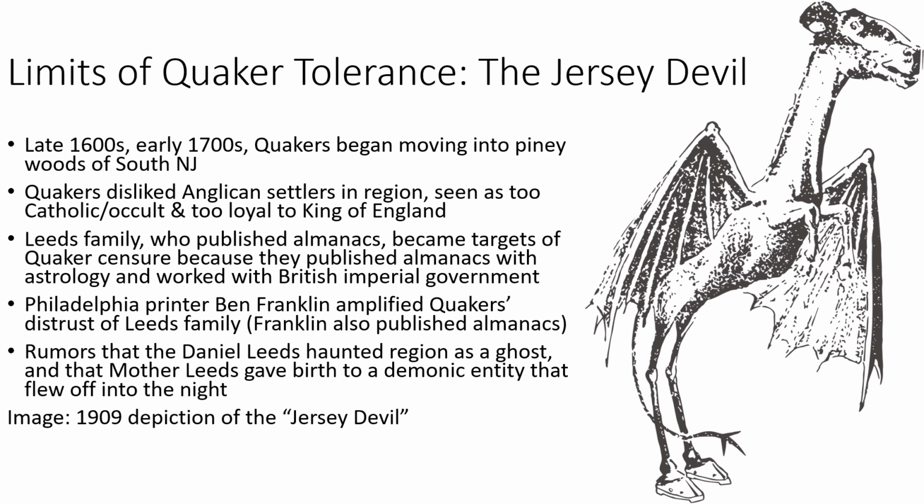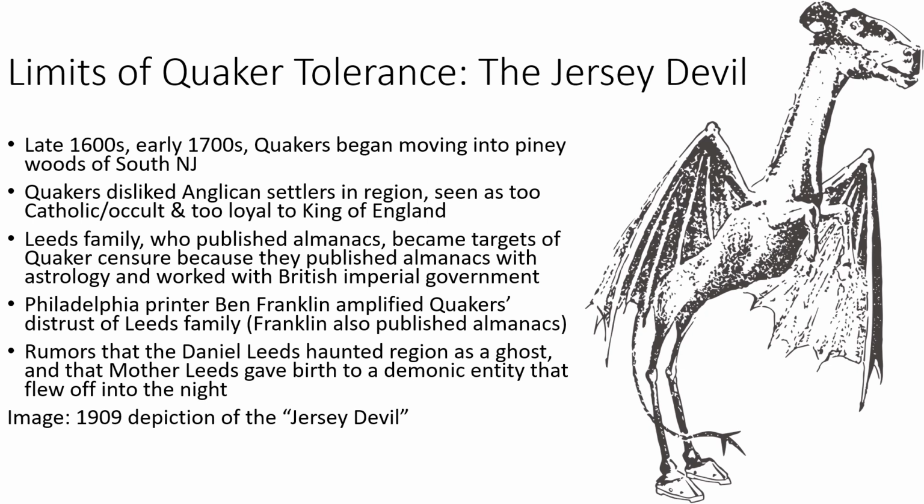So all of these strange legends and ghost stories began to prop up that Daniel Leeds haunted the woods of South New Jersey as a ghost, that Mother Leeds, one of the women in the family, gave birth to a demonic entity that had wings and hooves, and then flew out of her home and into the night and would haunt people. And then the image on this slide is an early 20th century depiction of the Jersey Devil, the supposed spawn of Mother Leeds, that occult Anglican family that wouldn't bow to the will of the Quaker settlers in New Jersey.